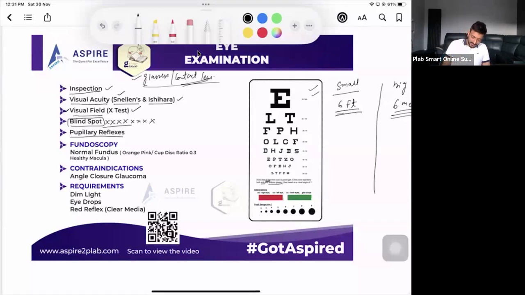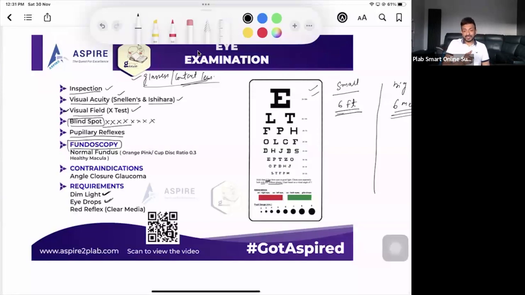Now, the main thing that comes in eye examination is fundoscopy. Make sure before you do fundoscopy, we need to prepare the patient. So, what preparation is required? Number one, you have to dim the light. Number two, you need to put in the eye drops.